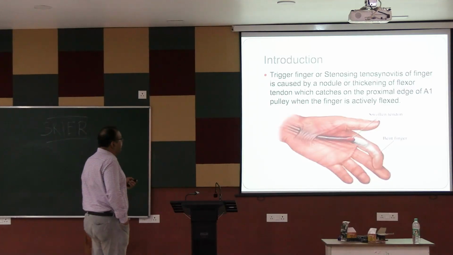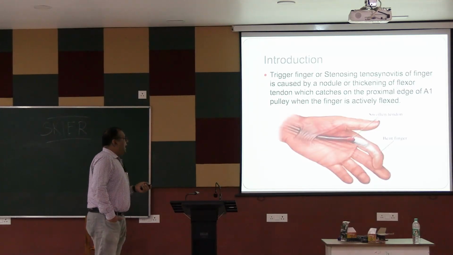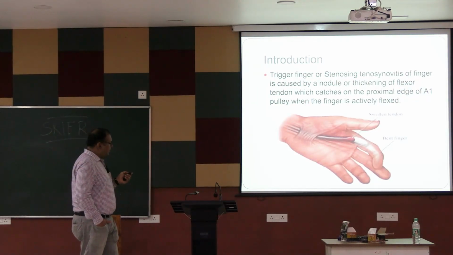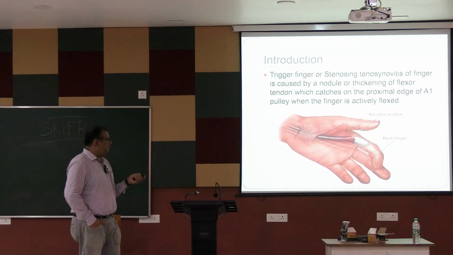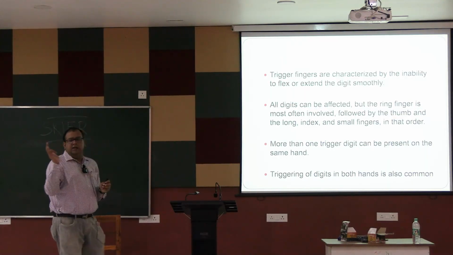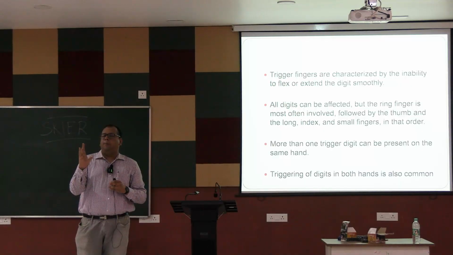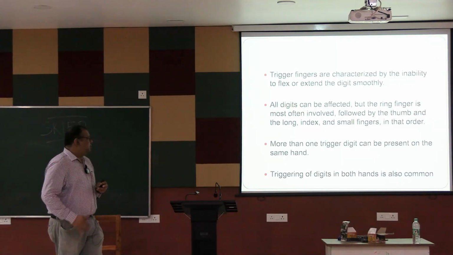And this causes a thickening of the flexor tendon. The main thing you need to remember here is the A1 pulley, right? This you need to write down. The tendon is inflamed, stenosing tenosynovitis of the finger flexor tendon, and the A1 pulley catches it, and that's why it causes a trigger finger. What occurs is the patient will flex the finger and it will get stuck here and it will open with a pop like this, right? So that is a trigger finger.